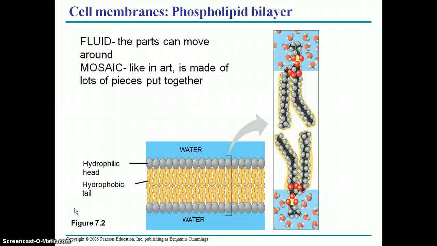Okay, so oftentimes the cell membrane is called a fluid mosaic. Okay, fluid because the parts can move around, and mosaic is just like art. Those people who know art, maybe you've made a mosaic where you take lots of little tiny pieces and you put it together in a certain way to make a puzzle. Okay, well these phospholipids, they make a mosaic. Each one is a little piece, but when you put them together in a certain way, they make the picture of the cell membrane.